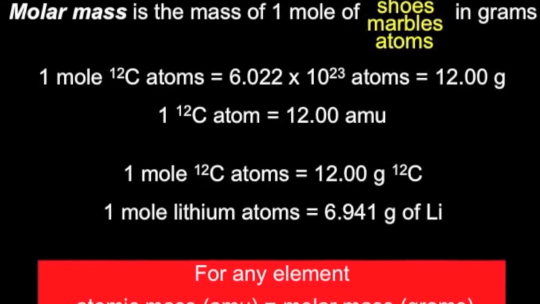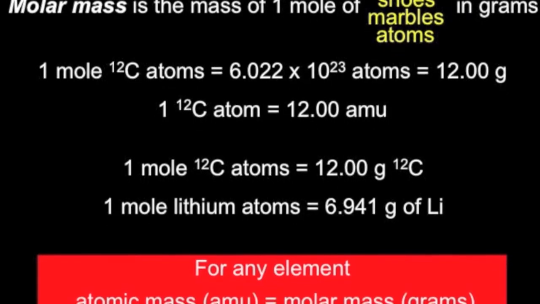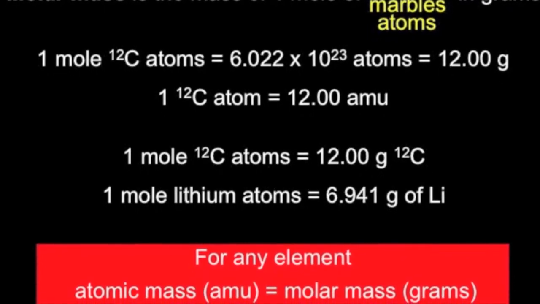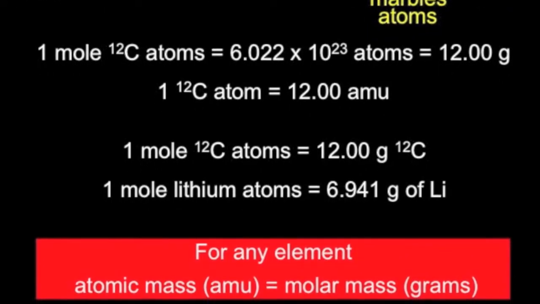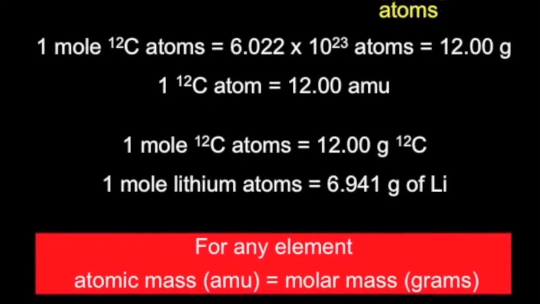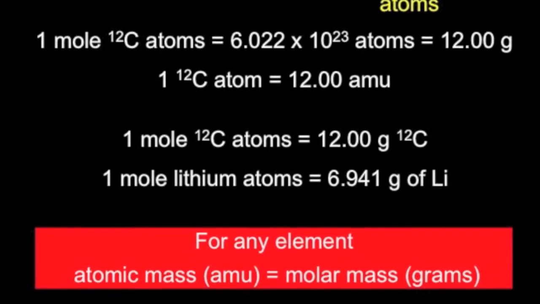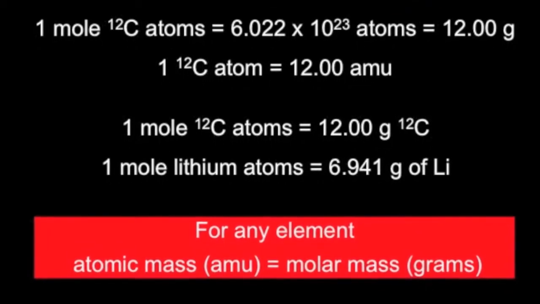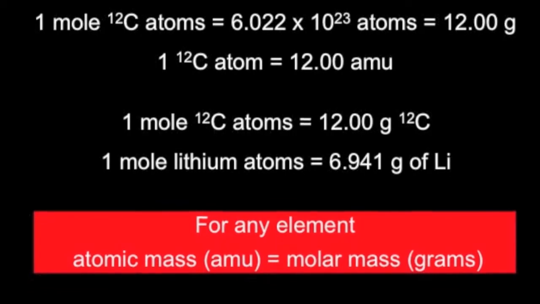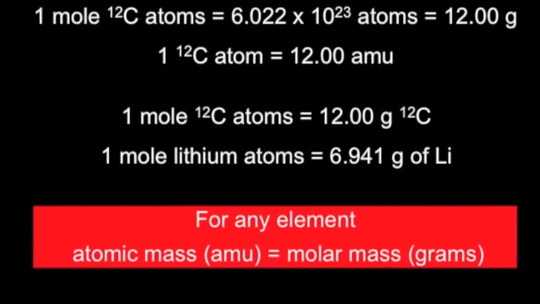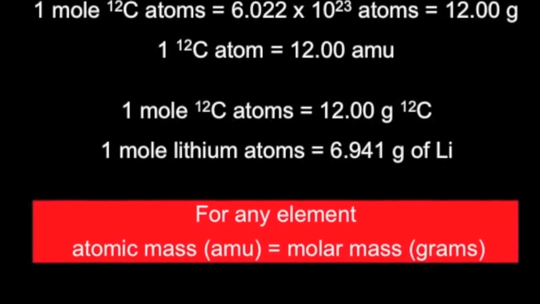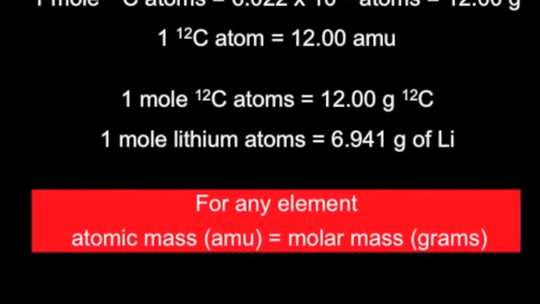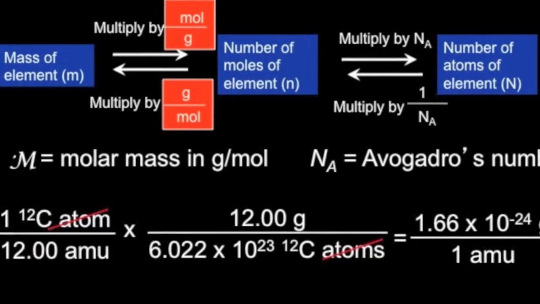So we can talk about 1 mole of carbon atoms, which would be Avogadro's number, 6.022 times 10 to the 23rd atoms, is equal to 12 grams. We do that same thing with all of the elements, and we see that their mass is equivalent in either AMUs or grams. So hydrogen has a mass of 1.008 AMUs, or 1 mole of hydrogen is 1.008 grams. So they're equivalent.